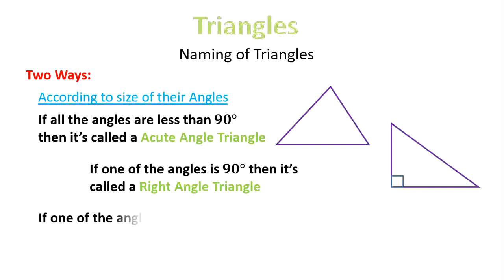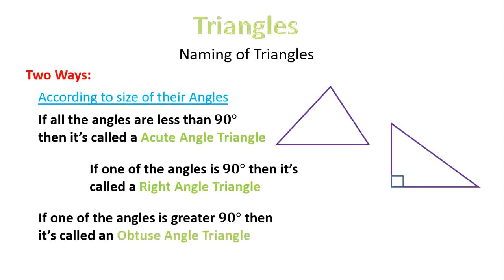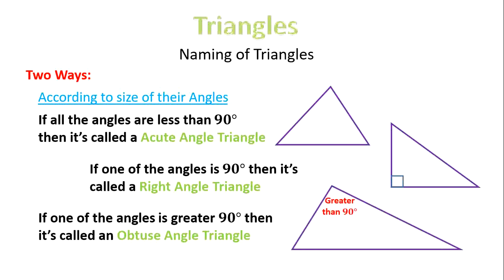The last one that fits into this category, if one of the angles is greater than 90 degrees, then it's called an obtuse angle triangle. And here we have an obtuse angle triangle, and just one of the angles is greater than 90. You can't have more than one of them greater than 90 because all the angles have to add up to 180. But if one of them is bigger than 90, then it's called an obtuse angle triangle.